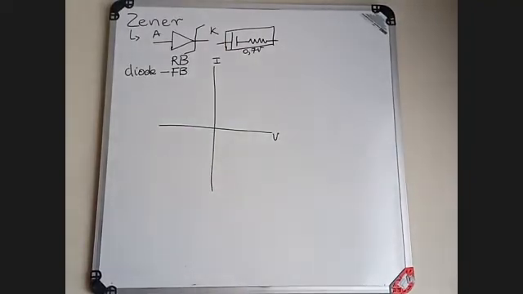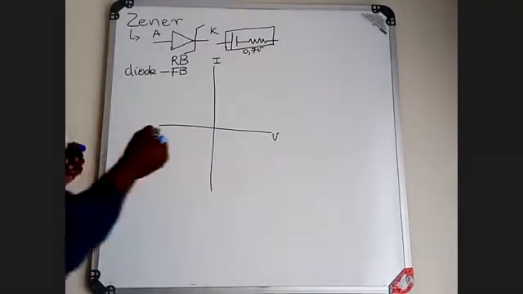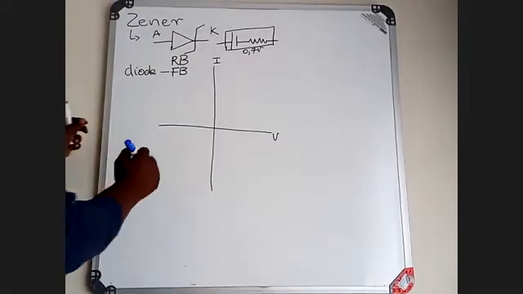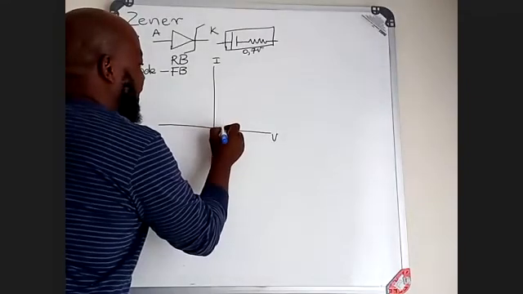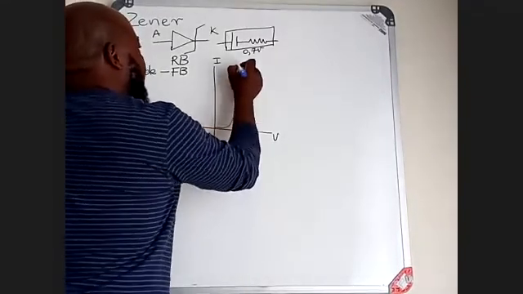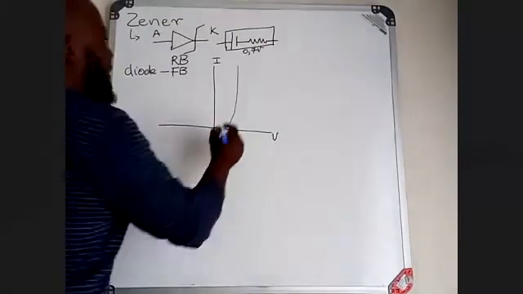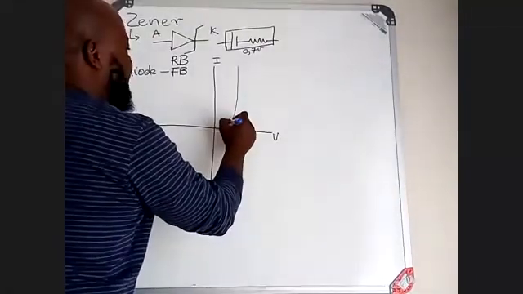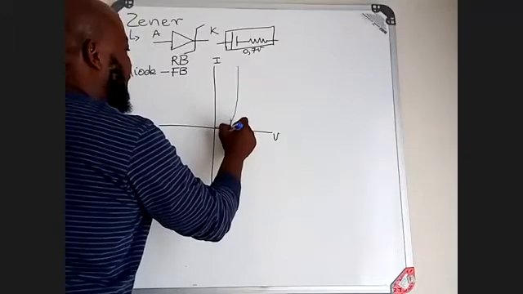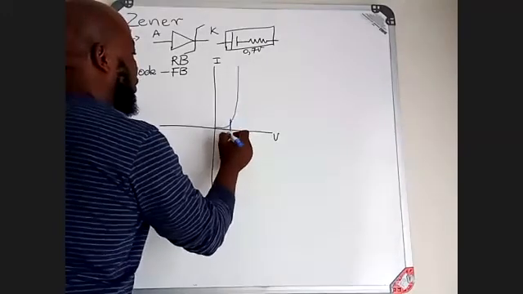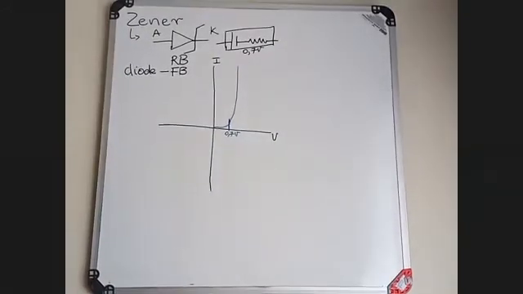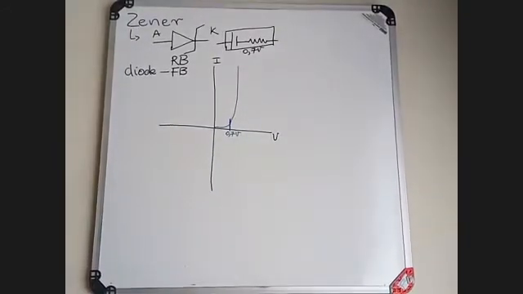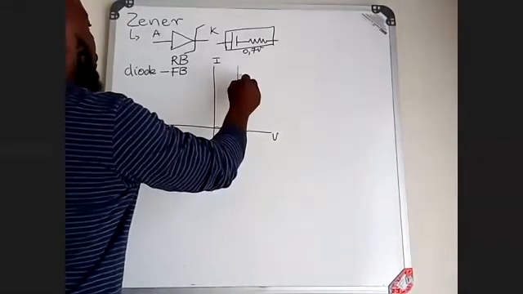Now, based on the input, the characteristic curve of this component will exist in that manner, where the knee is, that is where it starts operating at 0.7 volts. That is when you look at the characteristics of a normal diode during forward bias mode.